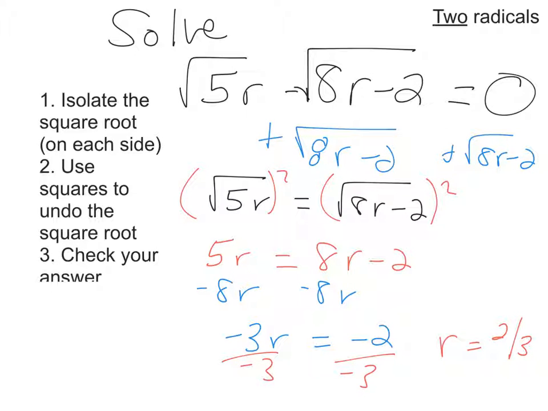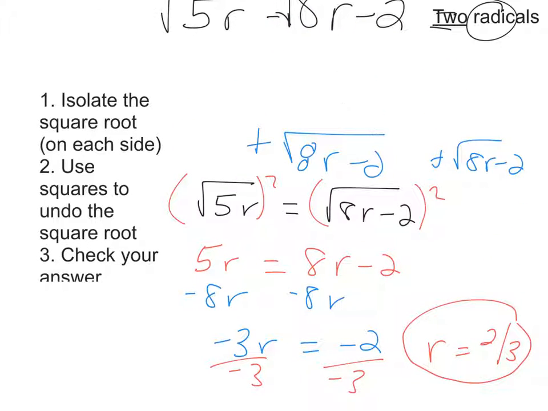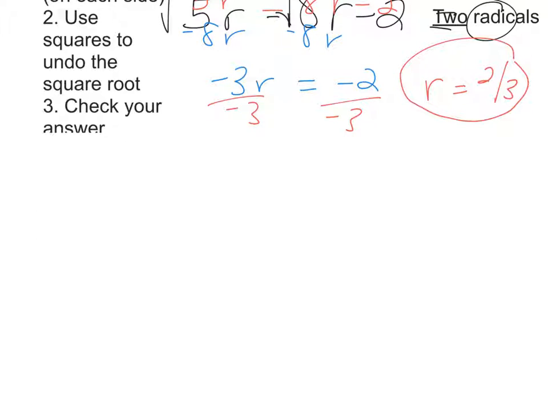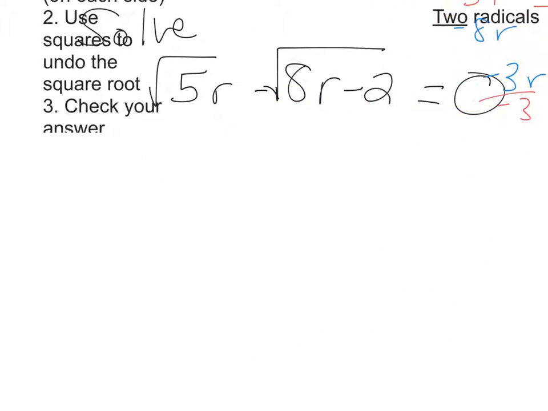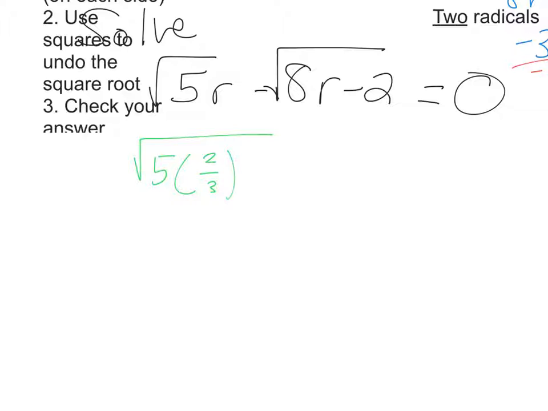Of course, we need to check our answer. We think that 2/3 is the correct value. So I'm just going to move our work out of the way here so we have a little more space to check. So the original equation, we think that the square root of 5 times 2/3 minus the square root of 8 times 2/3 minus 2 should equal 0.